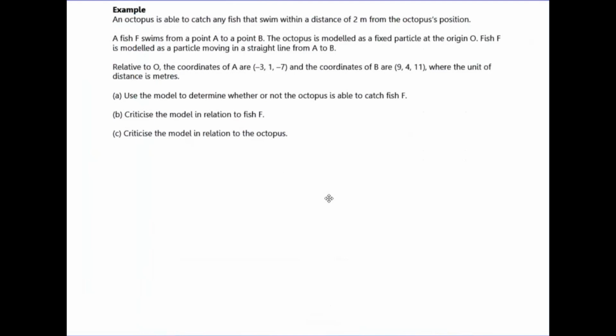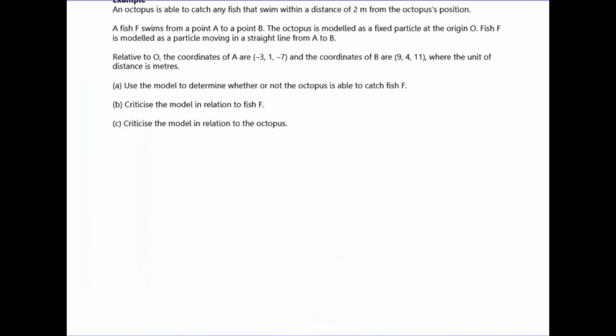So in this case, we've got an octopus that is able to catch any fish that swims within a distance of 2 meters from the octopus's position. It says the octopus is modeled as a fixed particle at the origin O. The fish travels in a straight line from A to B. And it says if that fish swims within 2 meters from the octopus, it can catch it.